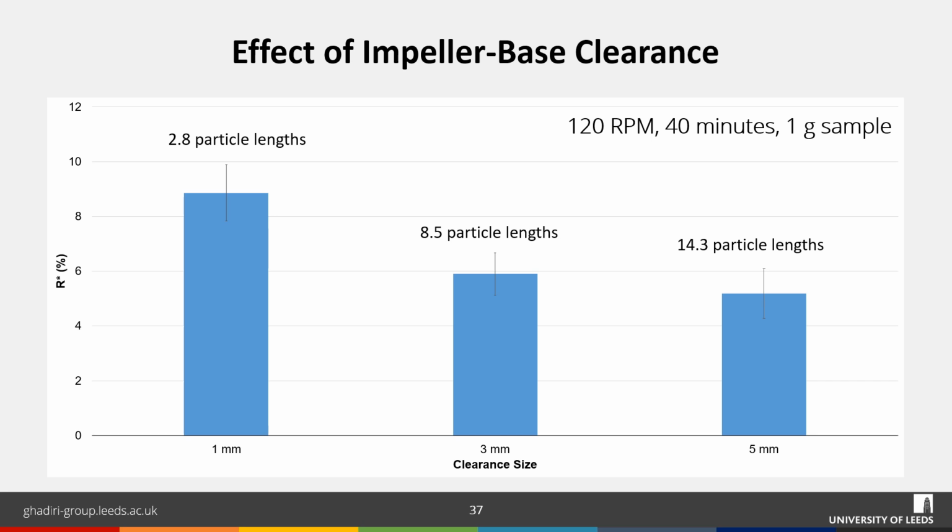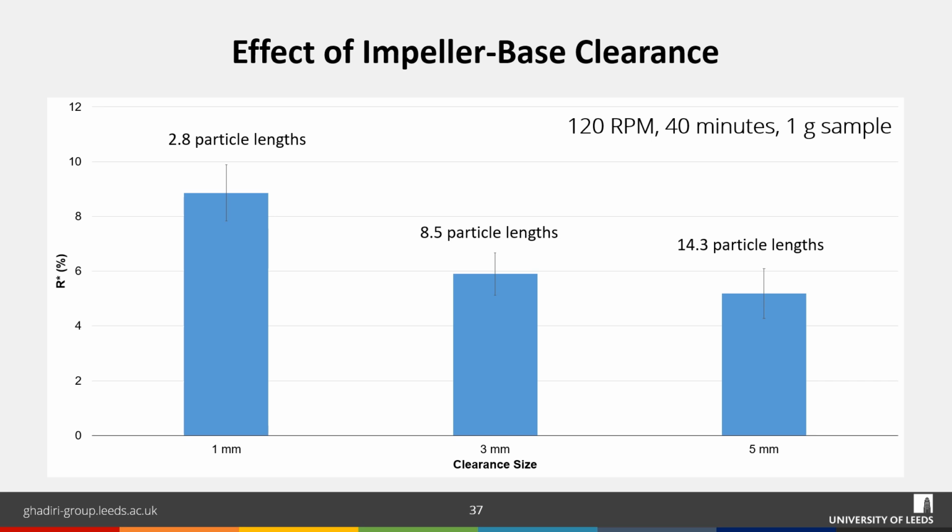So three different clearances of 1, 3, and 5 millimeters were tested in this work. The time and speed of the impeller rotations are kept at 40 minutes and 120 RPM respectively. The ratios of particle length to clearance are about 2.8, 8.5, and 14.3 particle lengths for the clearance sizes of 1, 3, and 5 millimeters respectively.